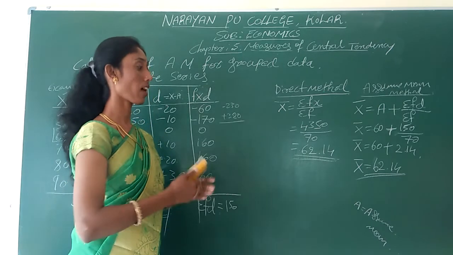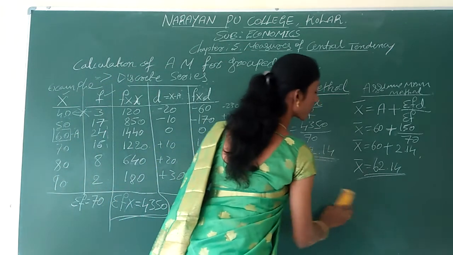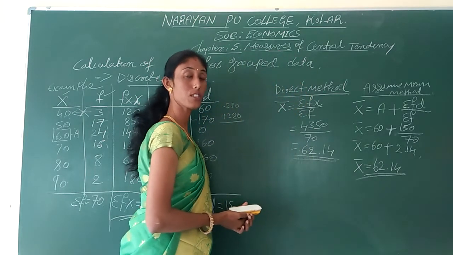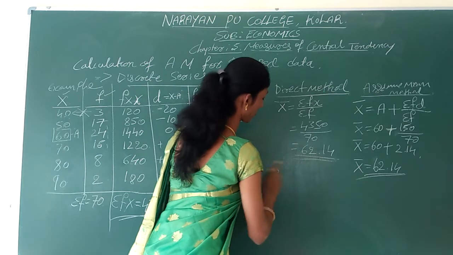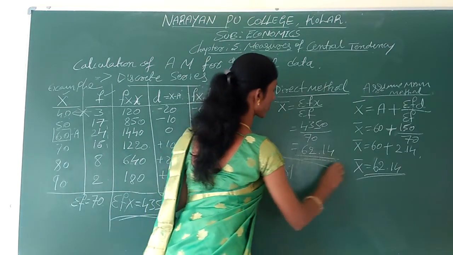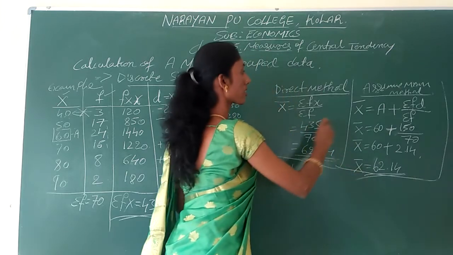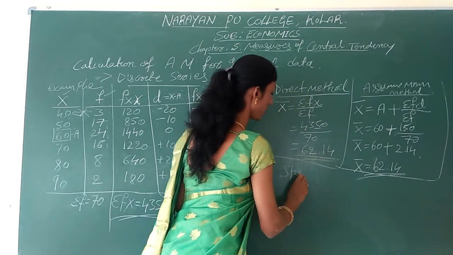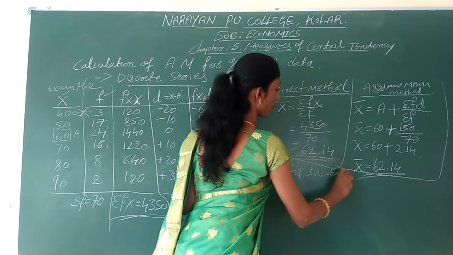Okay, next we have one more method, that is nothing but step deviation method. This is direct method, assuming method, and next one step deviation method.